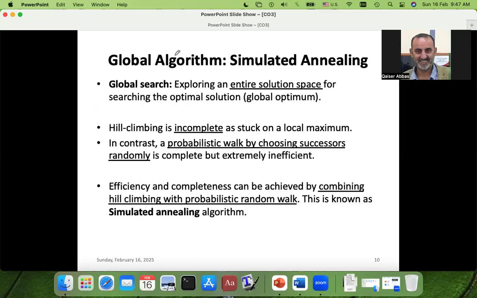And inshallah, in the next one, we will start with simulated annealing.